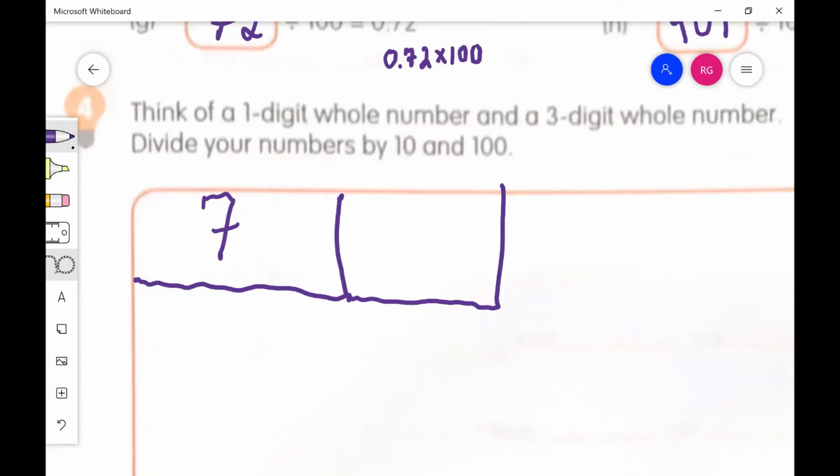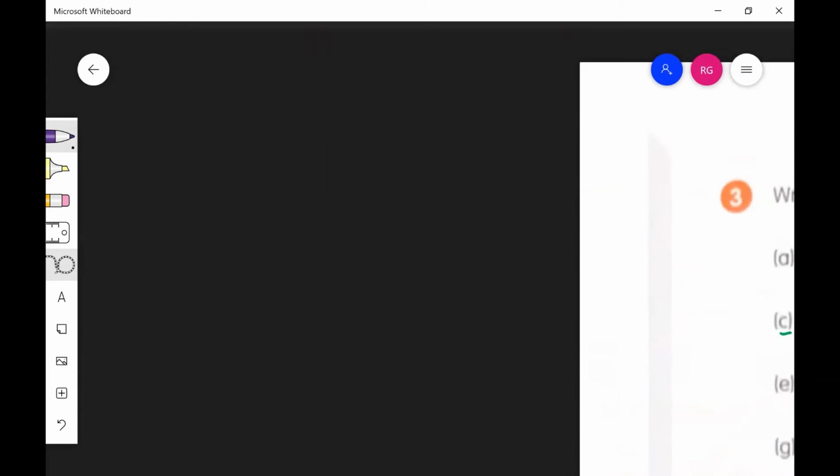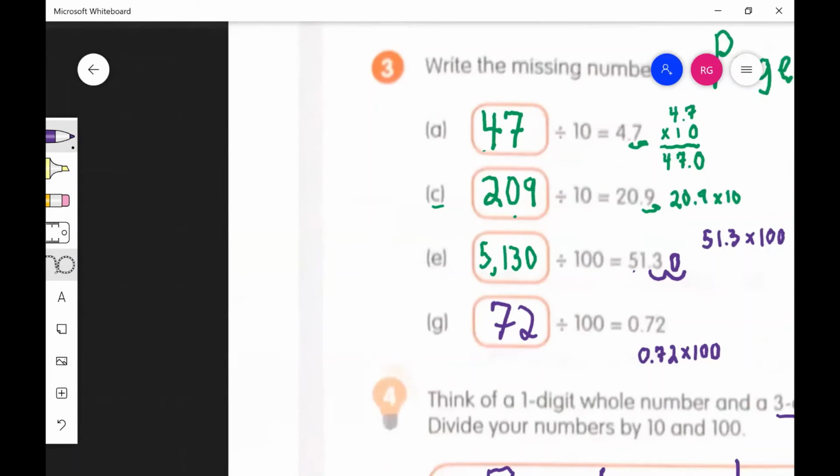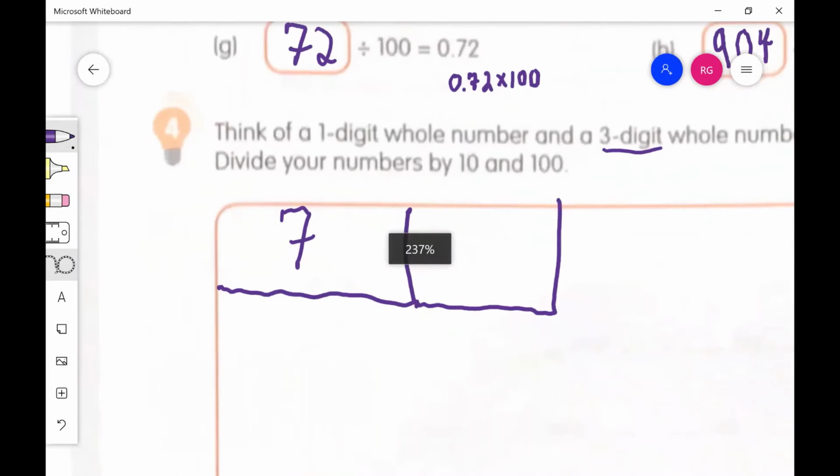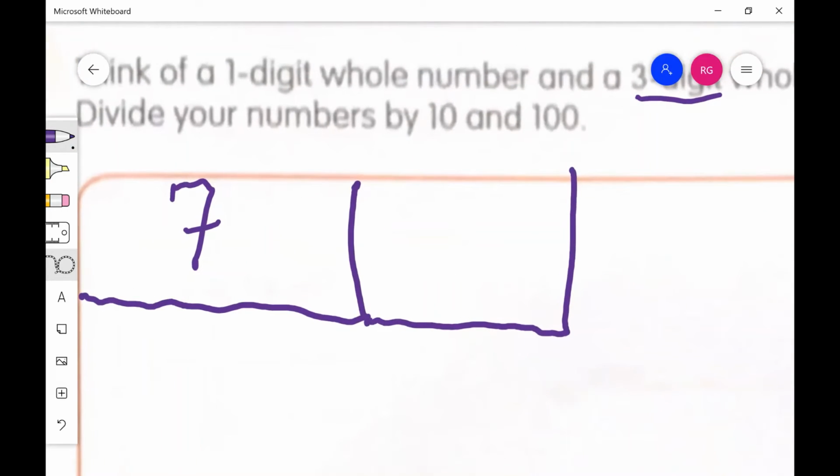How about let's do, anyone? Pick a number that's 3 digits. Anyone want to pick a 3-digit number? Oh, I know, we could do 567. Okay. All right, there we go.